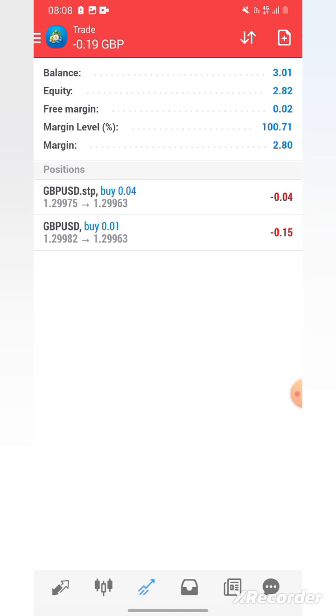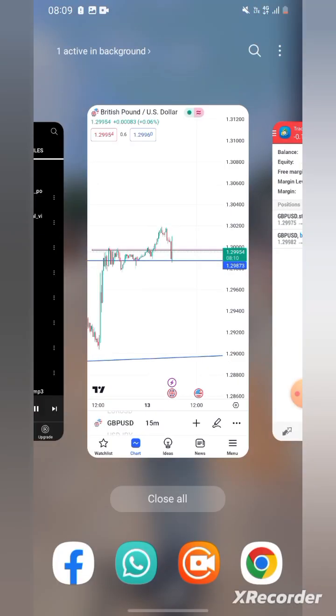Let's see what the markets do to us. I hope I can grow this account. I opened 2 trades with the micro GBP with lot 0.04, then with the actual GBPUSD with 0.01. And the reason why I entered this trade, guys, is because I didn't analyze here, I analyzed my trading.